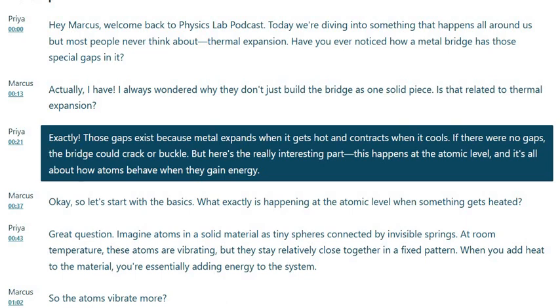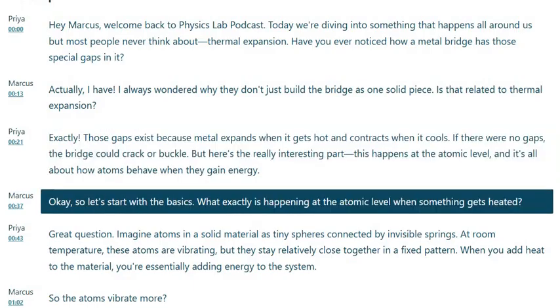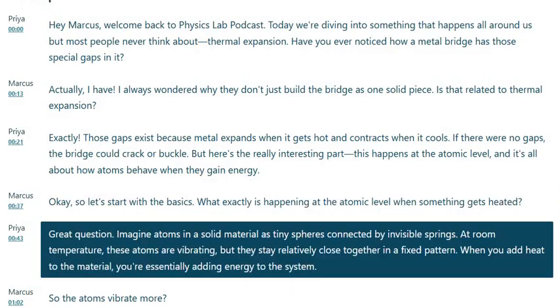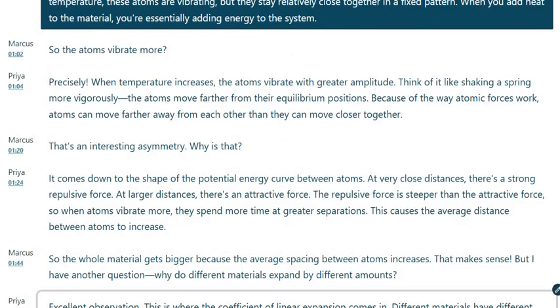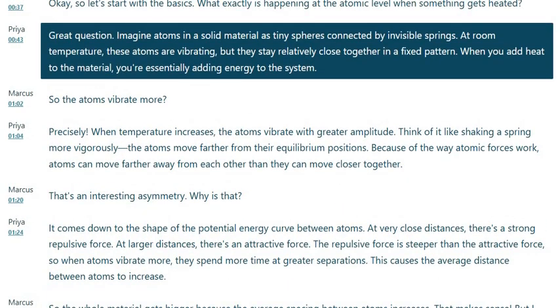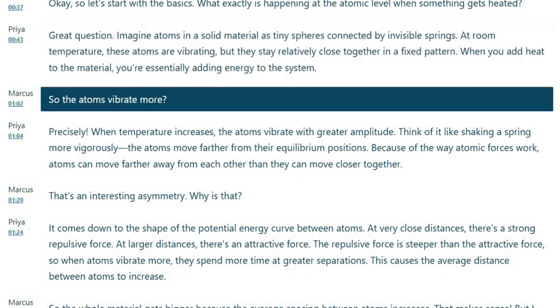But here's the really interesting part. This happens at the atomic level, and it's all about how atoms behave when they gain energy. Okay, so let's start with the basics. What exactly is happening at the atomic level when something gets heated? Great question. Imagine atoms in a solid material as tiny spheres connected by invisible springs. At room temperature, these atoms are vibrating, but they stay relatively close together in a fixed pattern. When you add heat to the material, you're essentially adding energy to the system.